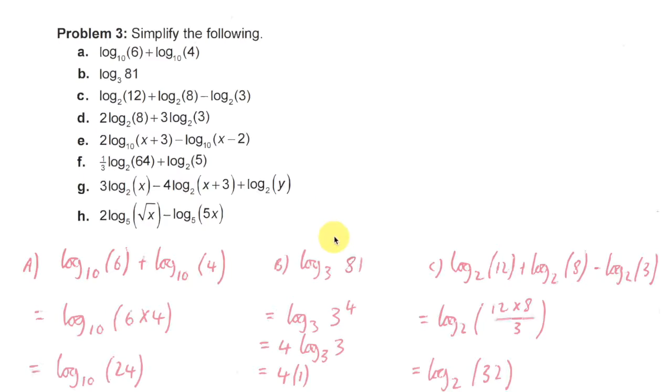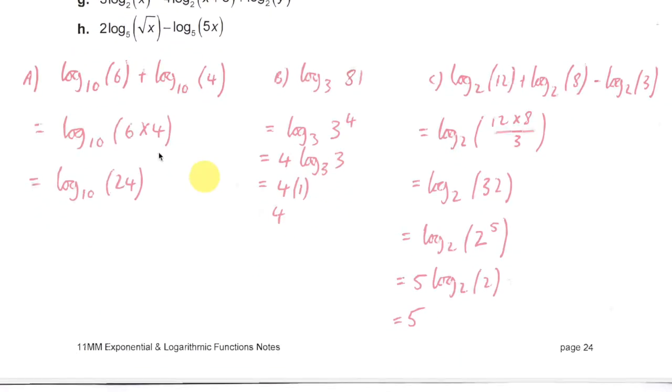So the first one here, for A, we've got log base 10 of the number 6 plus log base 10 of the number 4. Notice that the logs both have the base 10. So what we're able to do there is simply multiply what's inside the brackets together because we have an addition. So it's log base 10 of 6 times 4, which now becomes log base 10 of 24, which is one of the first log laws.